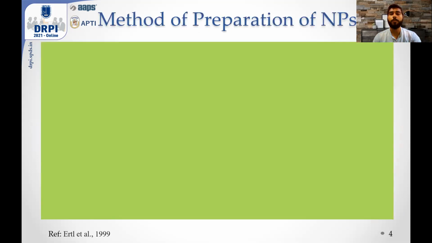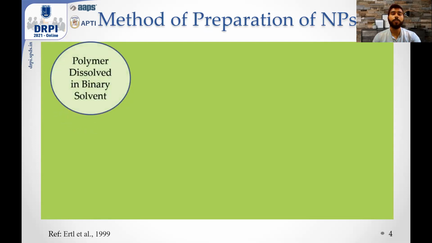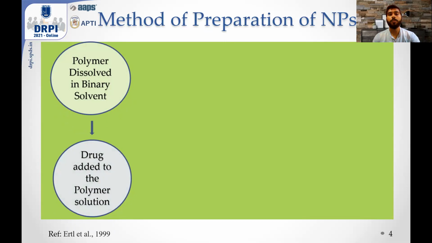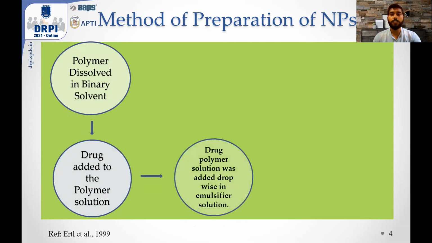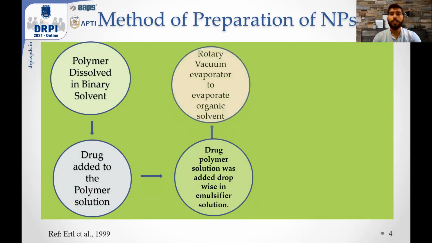Method of preparation of nanoparticles. Nanoparticles were prepared by emulsification solvent evaporation method. At first, the polymer was dissolved in a binary solvent and sonicated to dissolve the polymer. Then the drug was added to the polymer solution, which was also sonicated to dissolve the drug. And the drug polymer solution was added dropwise into an emulsifier solution under homogenization to obtain the emulsion.